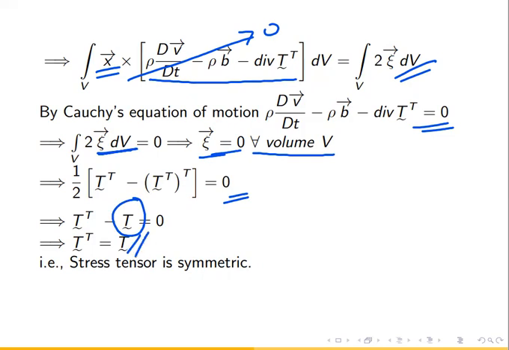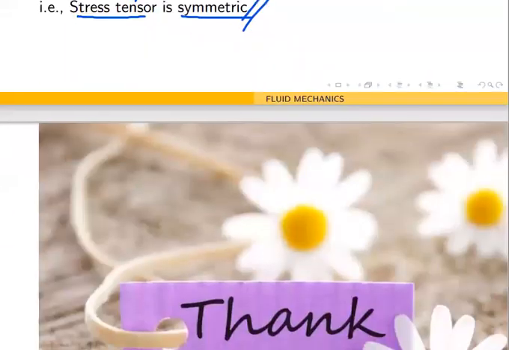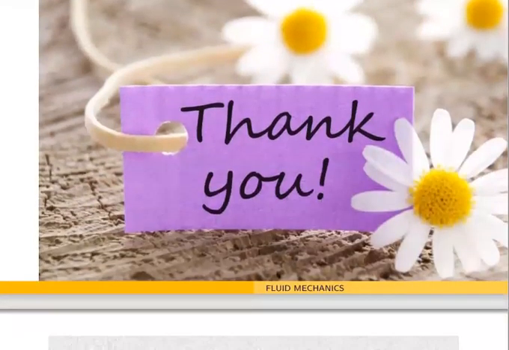And what was our T? Our T was the stress tensor. T transpose equal to T. Therefore, the stress tensor is symmetric. This is the law of conservation of angular momentum. It states that the stress tensor is symmetric. Okay, guys? So this completes the law of conservation of angular momentum. Okay, thank you.